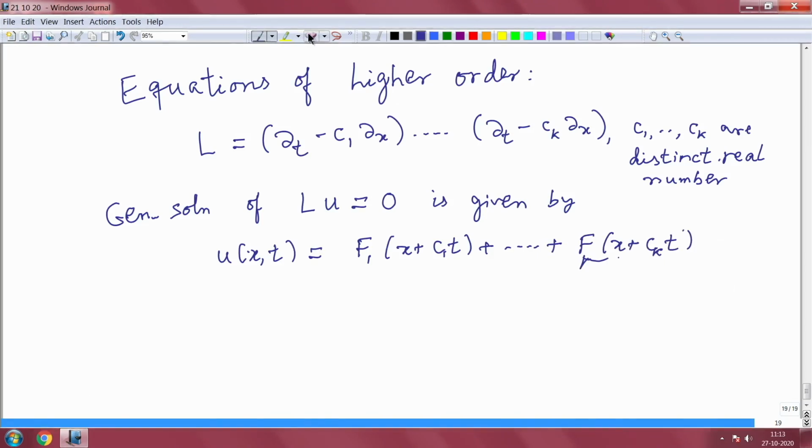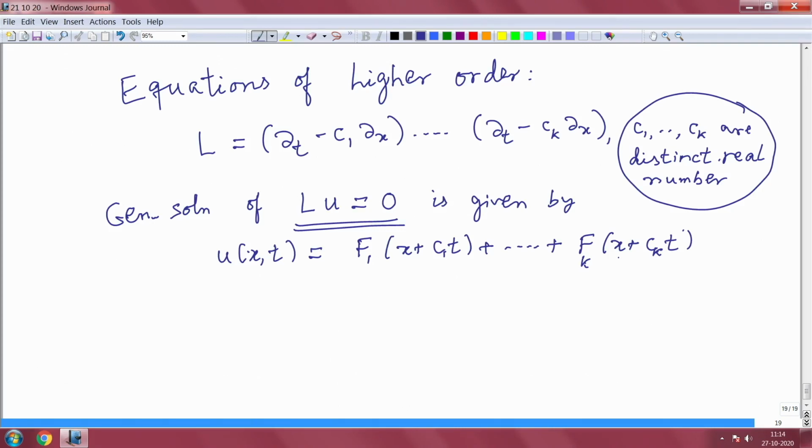Where f1, f2, fk are k times differentiable. Here it is important that they are all distinct, otherwise you will not get this one. Of course, in order to determine f1, f2, fk, we have to prescribe k initial conditions on the solution, but it is more algebra. You have to solve a k by k linear system, but in principle it can be done.